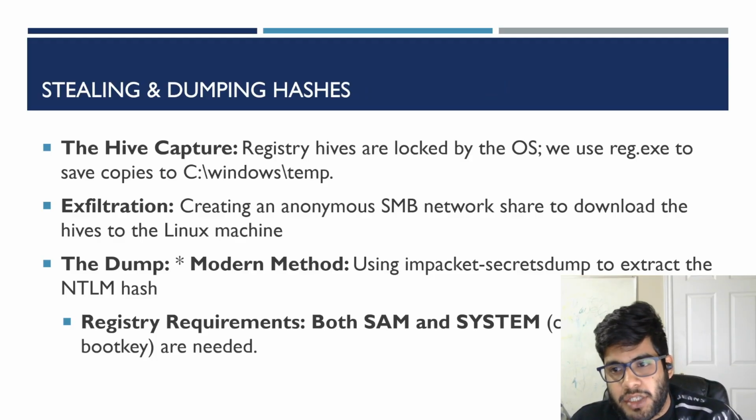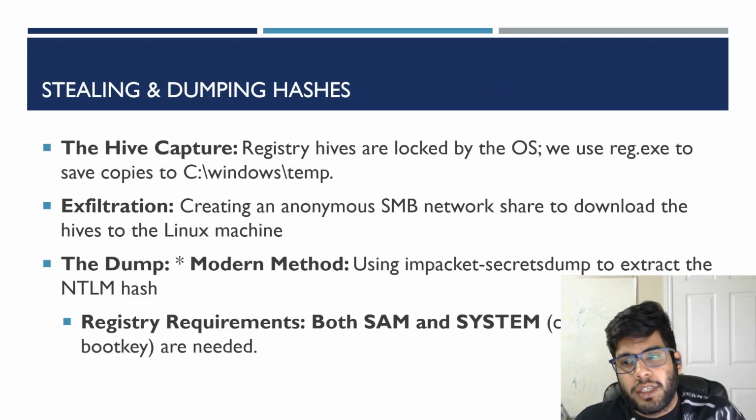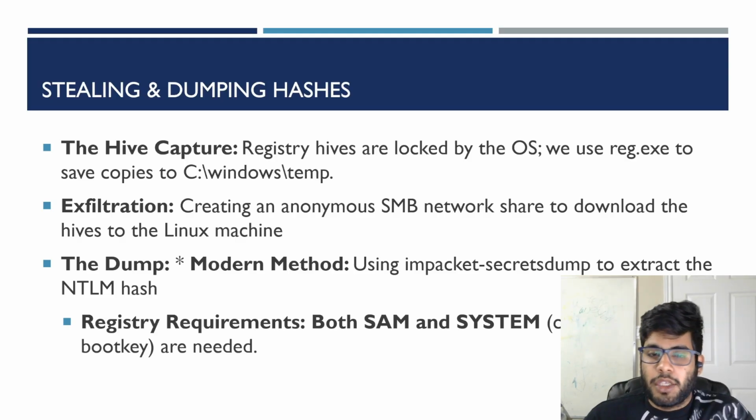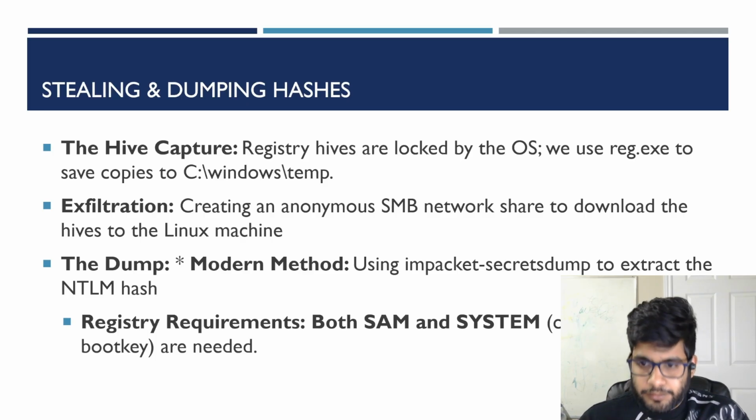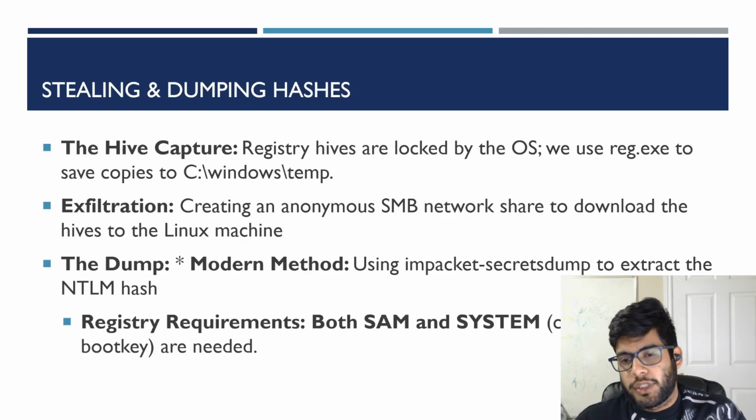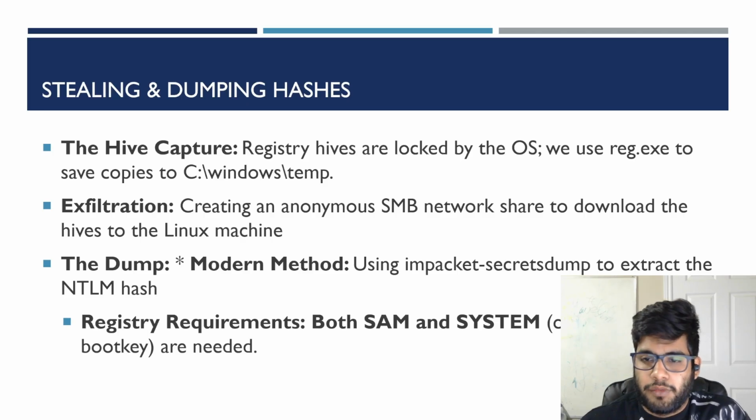To get these hashes, we have to use reg.exe to save a copy of SAM and system. Then we download them to the local machine and use the impacket-secretsdump command to extract the hashes for all users. Then we can use those hashes to log into the system through RDP or whatever kind of protocol we have. Now we move on to the live demonstration of chapters 5 and 6 for The Art of Network Penetration.